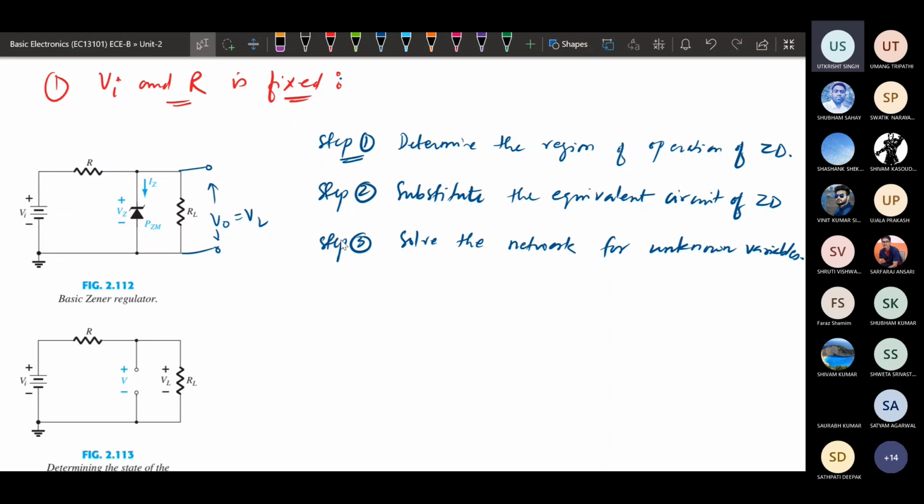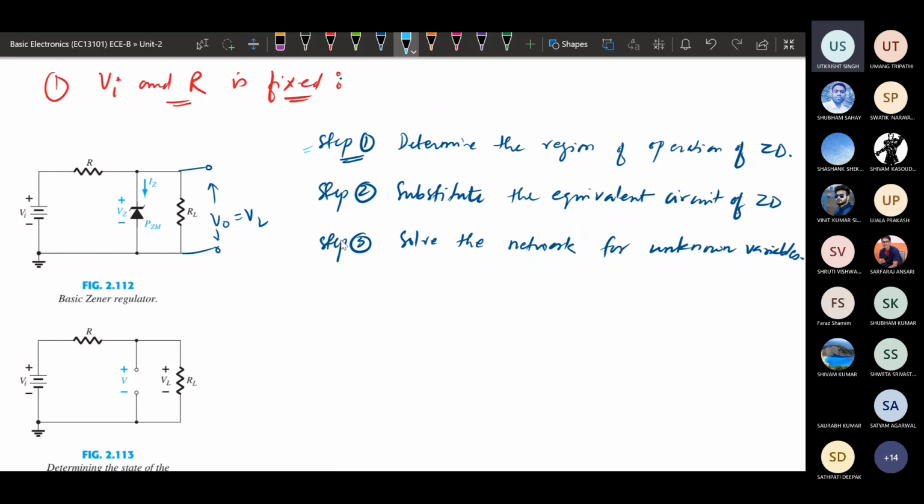So these are the three different steps we need to follow to analyze a voltage regulator circuit. We will be proceeding with the first. Suppose this is the given circuit. In that given circuit, the input voltage and resistance are constant, that is fixed, and we need to find out the output voltage.